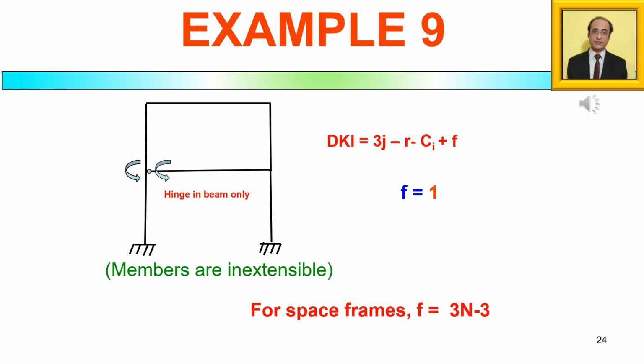Now, how do we find f when the particular frame is a space frame? In a space frame, if there is a common hinge at a joint where members from 3 directions are meeting, then f will be equal to 3n minus 3. This is because each member will have now 3 independent rotations. 3 has to be subtracted because this number has already been considered in overall for the joint. You can convince yourself on this matter.